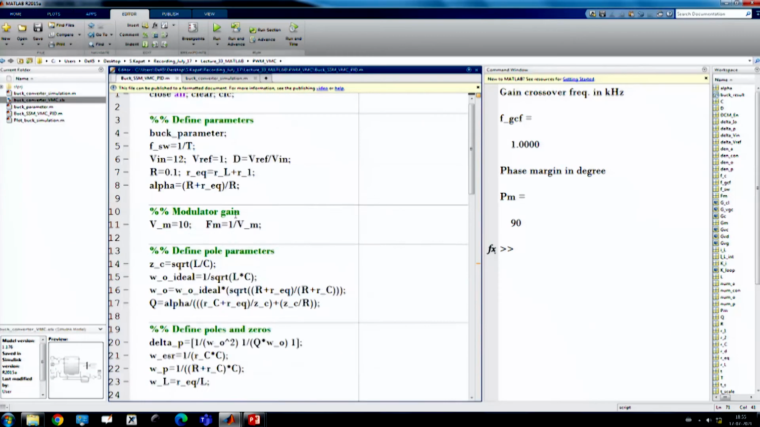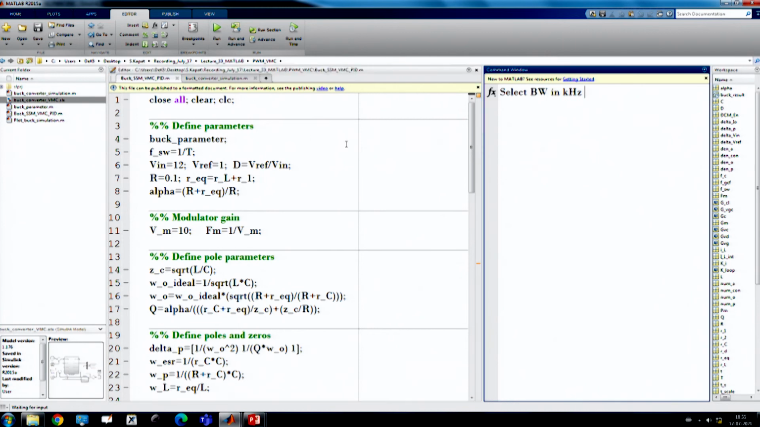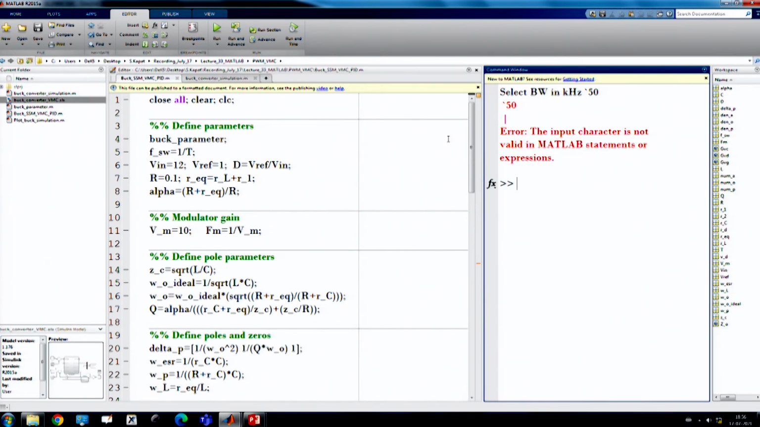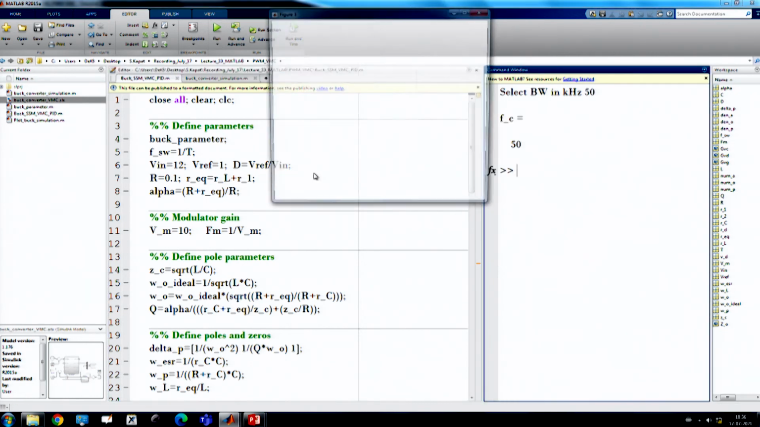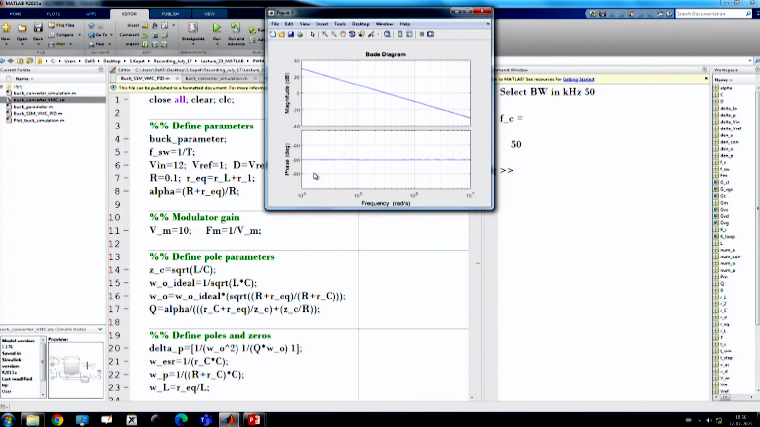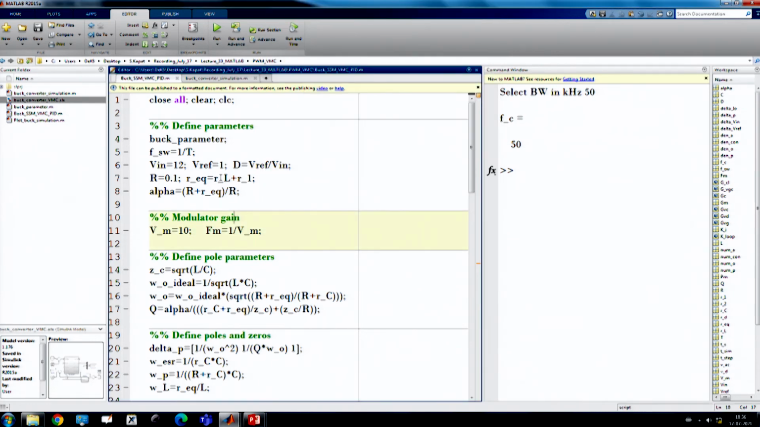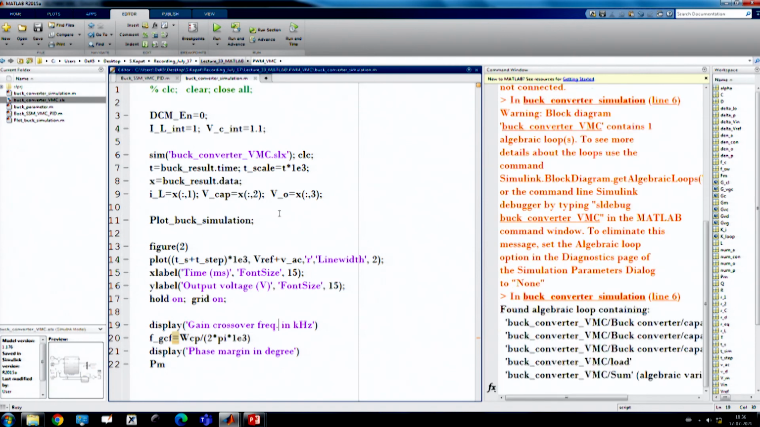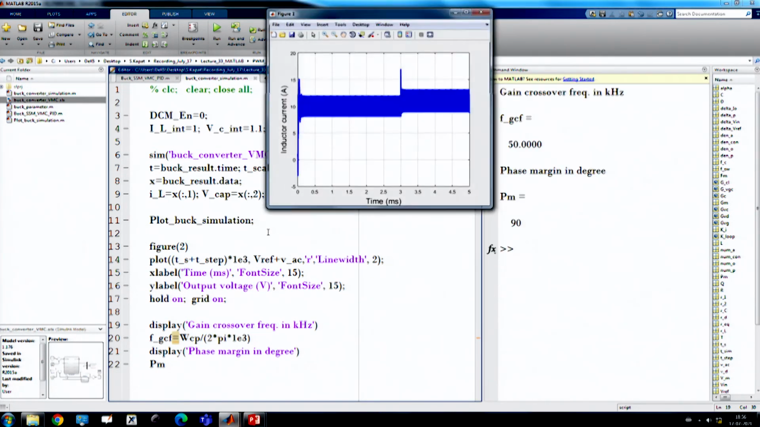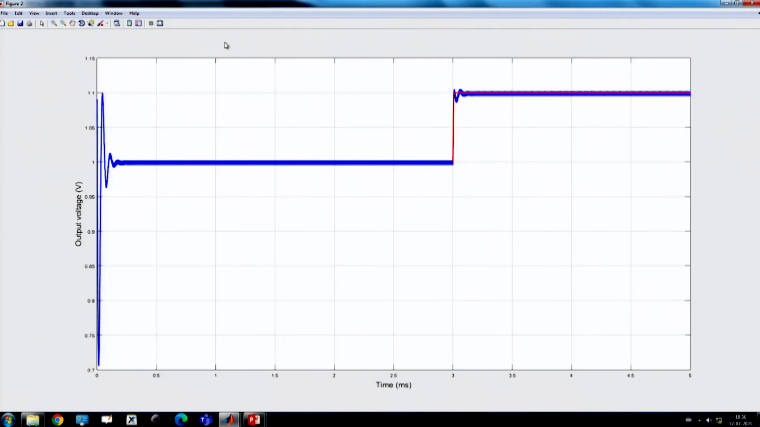Now, here it will ask for bandwidth. Let us say we are setting 500 kilohertz switching frequency. So, we want to set 1/10, that means 50 kilohertz is my gain crossover frequency. Our gain crossover frequency is pretty high, and we need to check whether our response actually matches or not. So, we are setting yes. This is our gain crossover frequency of 50 kilohertz.